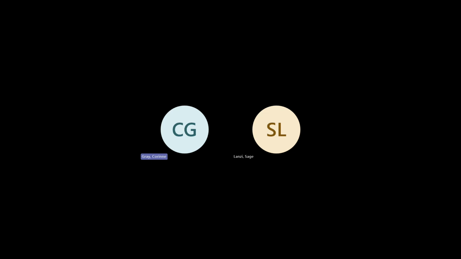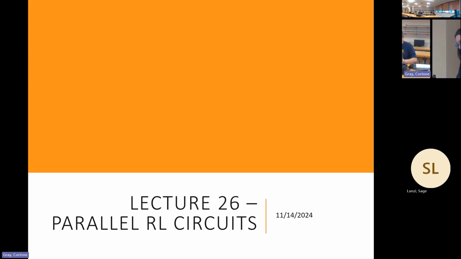Isn't it really convenient? We're seeing it almost exactly the same again. But today we are going to be looking at the parallel RL circuit. So the resistor and the inductor are going to be in parallel with each other.